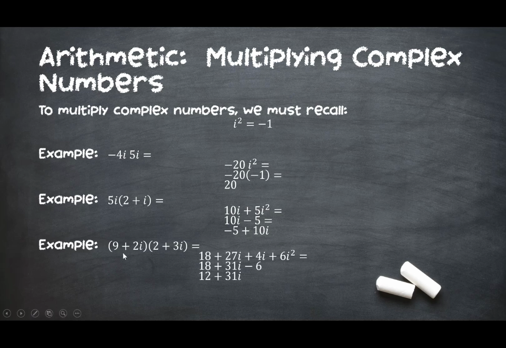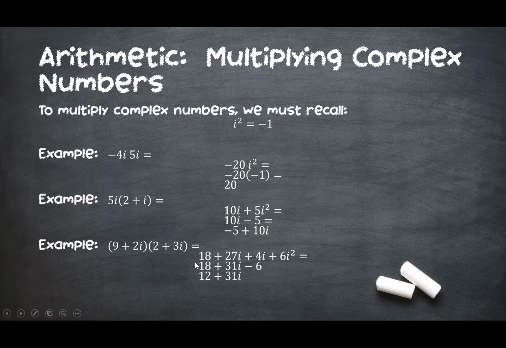And then finally here we have 9 plus 2i times 2 plus 3i. Let's recall we just have to do our FOIL. So 9 times 2 is 18. 9 times 3i is 27i. 2i times 2 is 4i. And 2i times 3i is 6i squared.